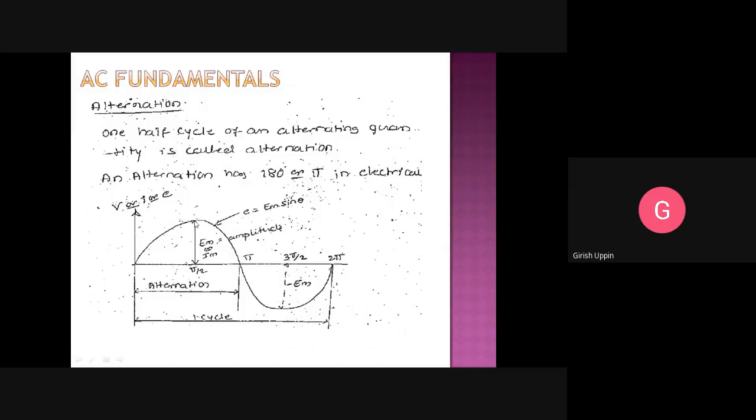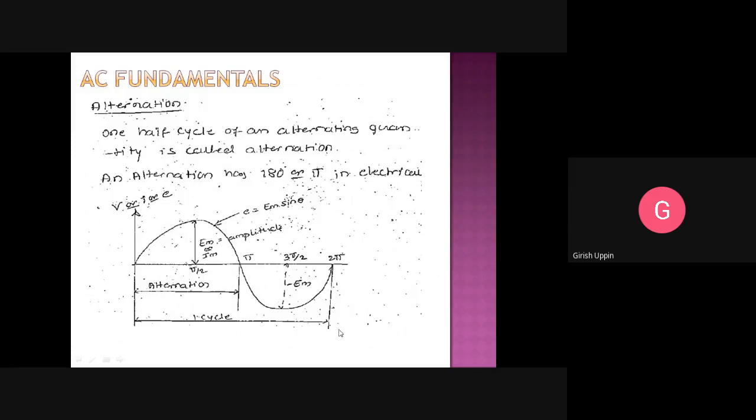And next, this is the peak value. What is the peak value or the amplitude? This is the maximum value attained by the alternating quantity, represented as capital Em or capital Im. Then we have this one cycle. The time it takes to complete one cycle is called the time period.